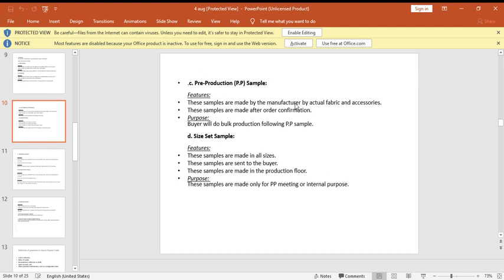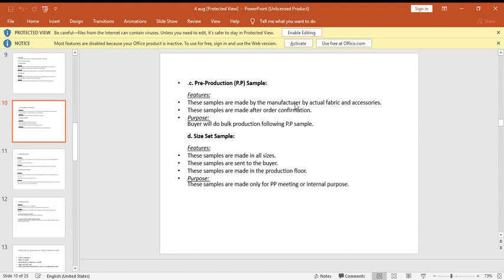Then pre-production sample. The feature is that these samples are made by the manufacturer with actual fabric and accessories. These samples are made after order confirmation, just like the two before. And the purpose is that the buyer will do bulk production following the pre-production sample and size set sample.